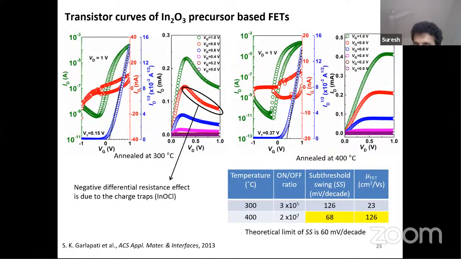If I calculate the field effect mobility, which is nothing but how quickly you can transport the electron from one electrode to the other electrode, it is around 126 centimeters square per volt second for the 400 degrees centigrade annealed samples. Whereas in the case of 300 degrees, the mobility is very low, with a subthreshold swing around 68 millivolts per decade. So that is the conclusion from this one.